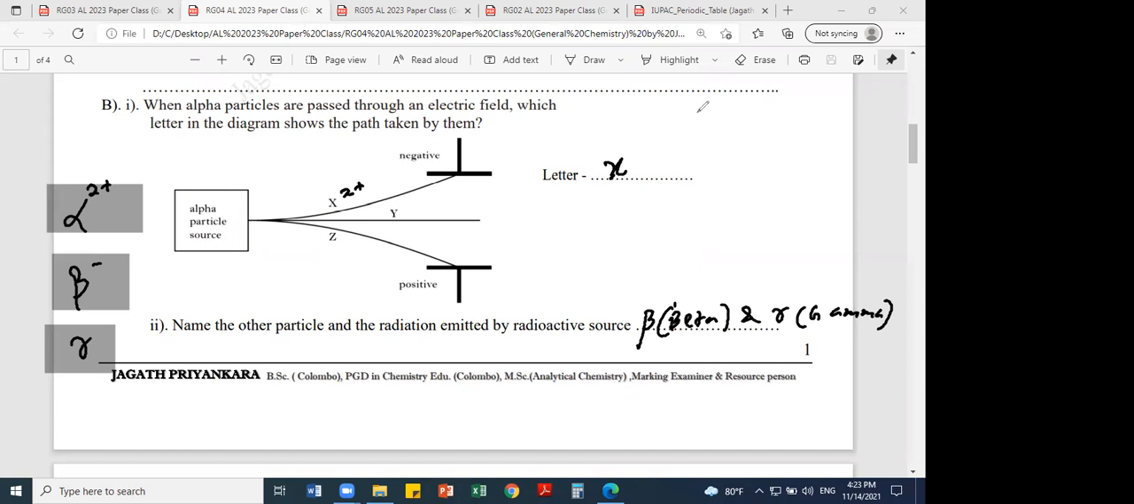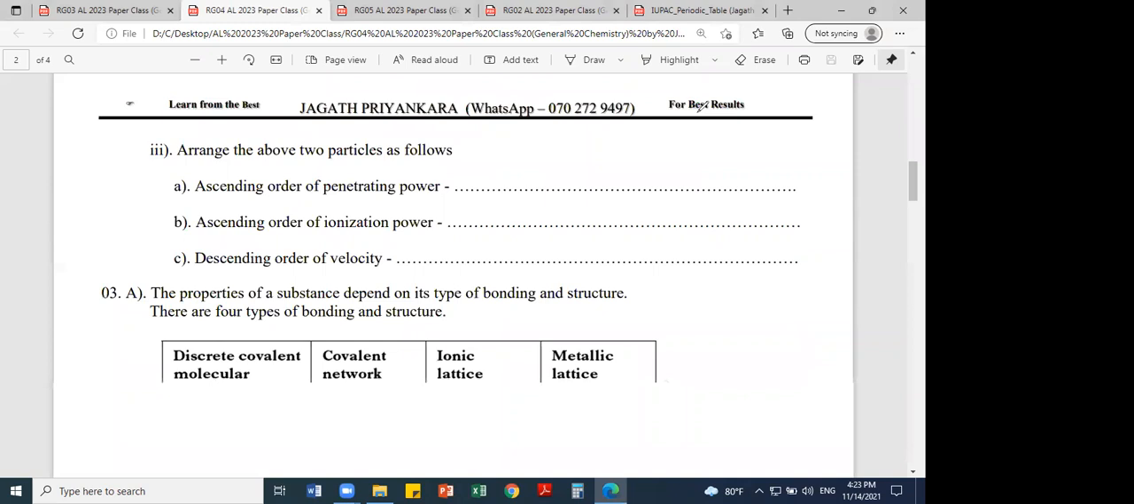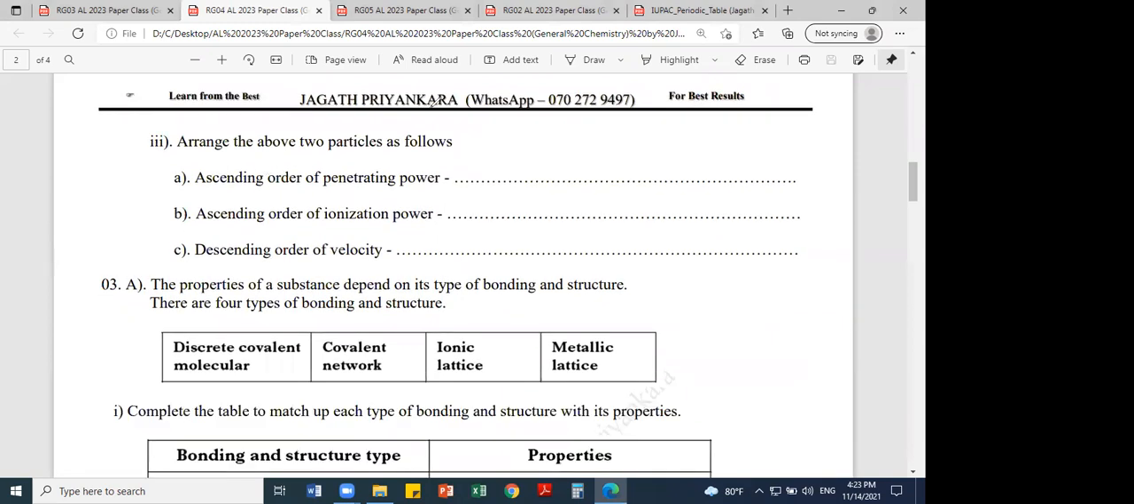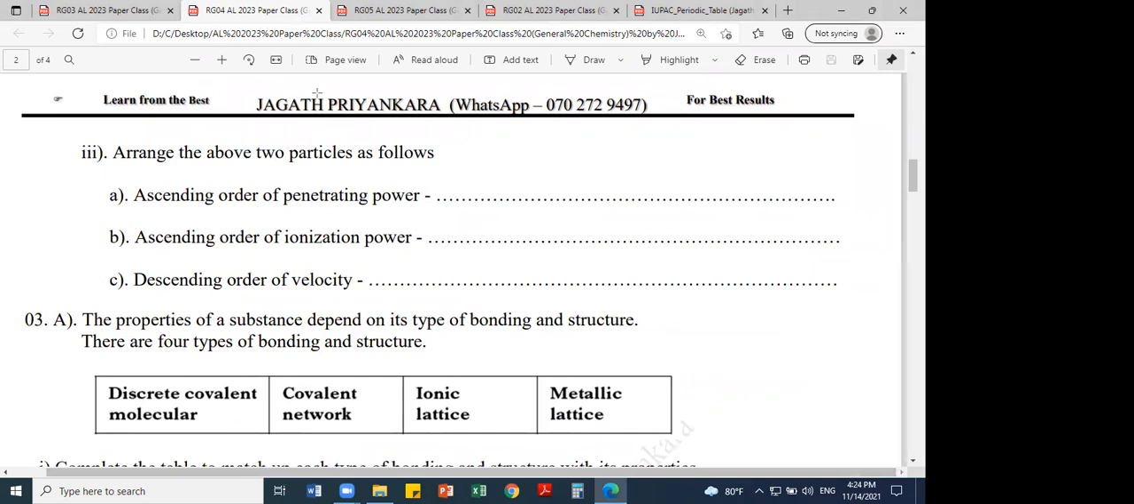Shall I erase this and move to the next one? Out of alpha, beta, gamma, arrange in ascending order of penetrating power. Highlight the words penetrating power. Which one has the highest penetrating power? Can you quickly post the answer to the chat? Ascending order means lowest penetrating power to highest penetrating power.